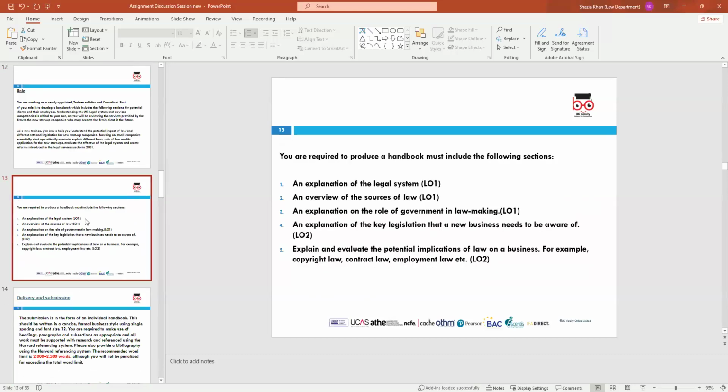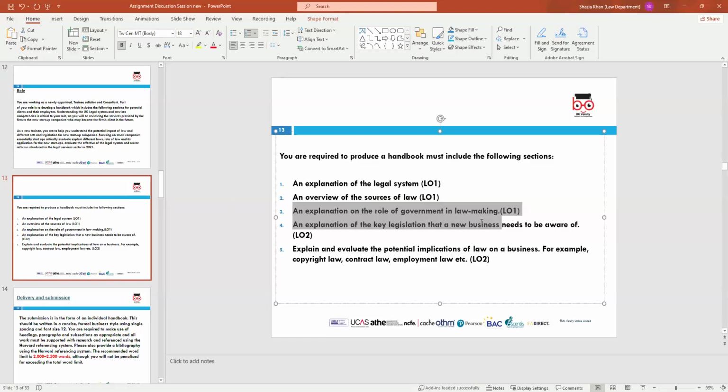2021. So you must produce a handbook, Keith, and it must include 5 sections, okay? This is the same as in your assignment brief. So each section, the first one is an explanation of the legal system, which is in learning outcome 1. The second one is an overview of the sources of law, which is learning outcome 1 again, which looks at legislation, case studies, treaties.